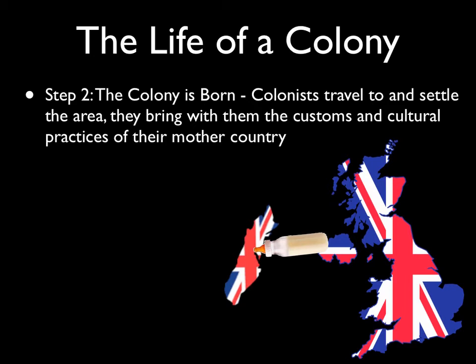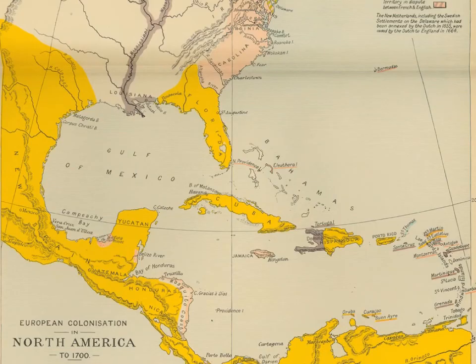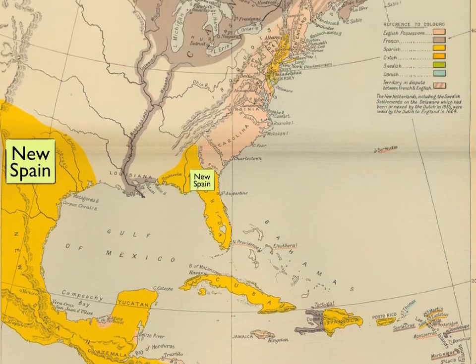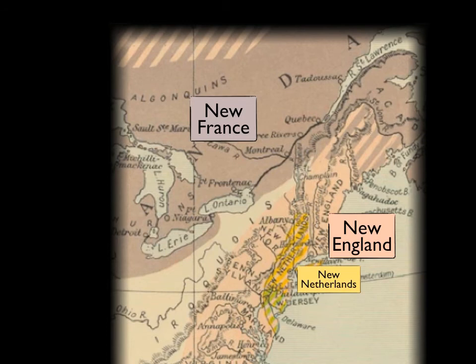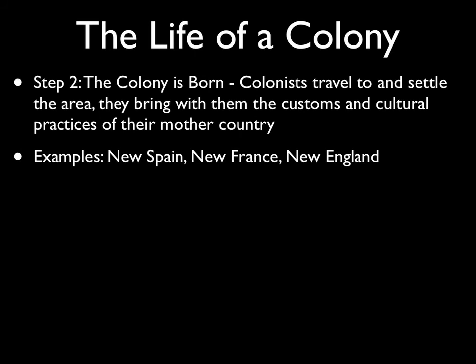Now, it's not surprising that the names of European colonies in the New World reflected this tradition of the colonists trying to recreate the conditions of the mother country in their new environment. These colonies were called such original names as New Spain, New France, New England, New Netherlands, and New Sweden. And so these are all examples of this second step, the birth of colonies in the New World, that reflected the customs and cultural practices of the mother countries of these colonies.